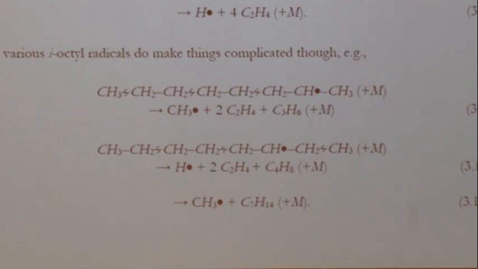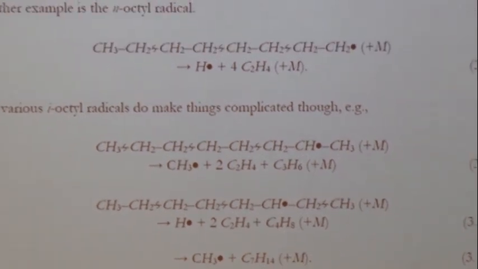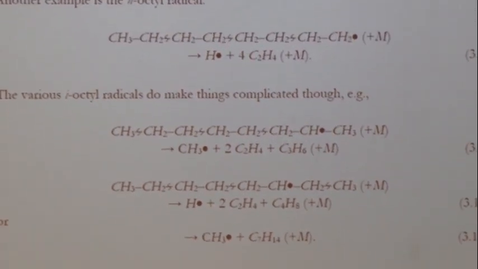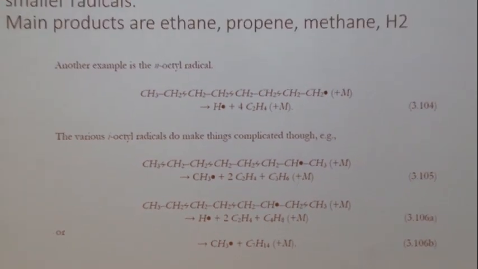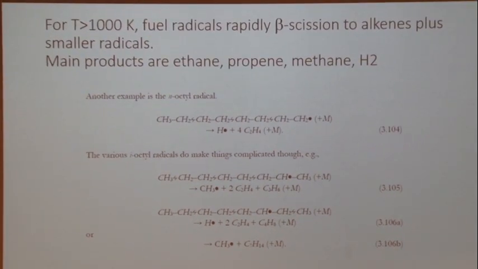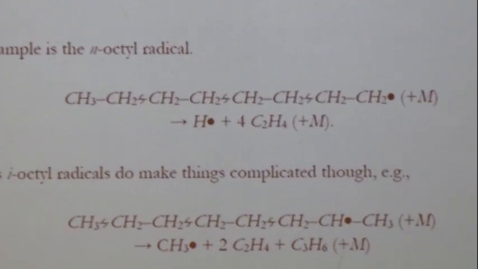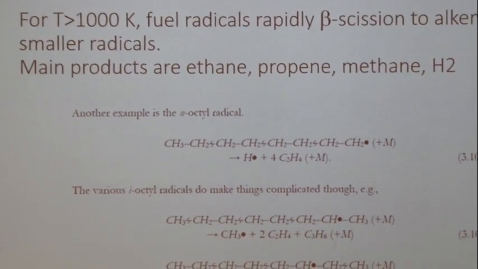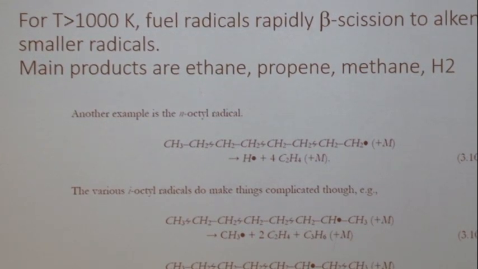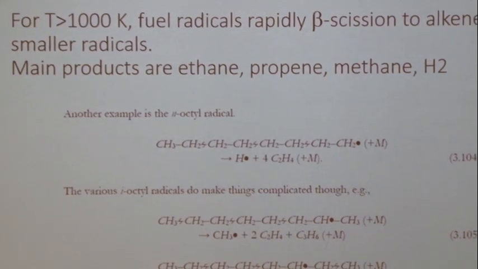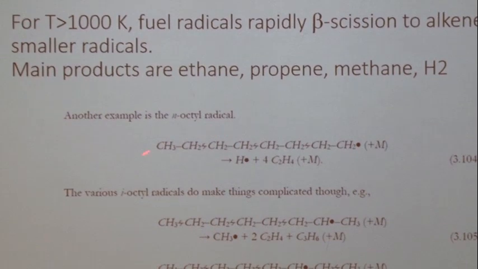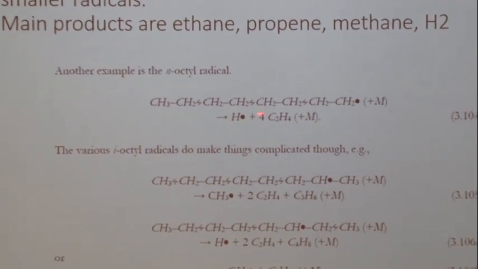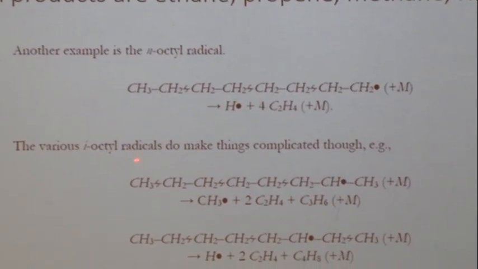And so this is the common story: above about 1,000 Kelvin, all the fuel radicals just immediately beta scission and make a whole bunch of alkenes, plus a smaller radical. And the main products you get at the end are ethene, propene, and then you get methane from the methyl radicals and H2 from the H atoms. So for example, octyl radical breaks up to make 4 ethylenes, ethene.